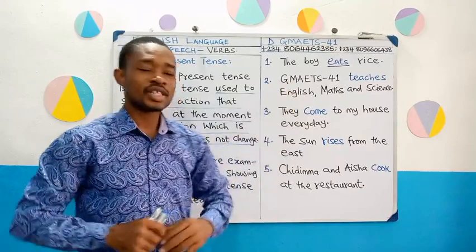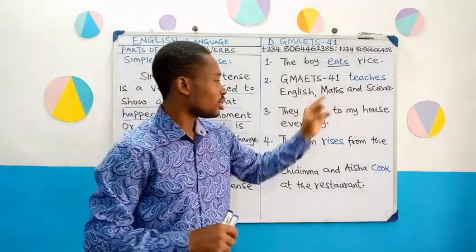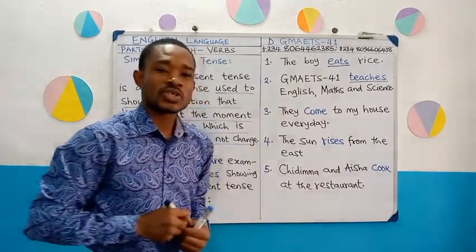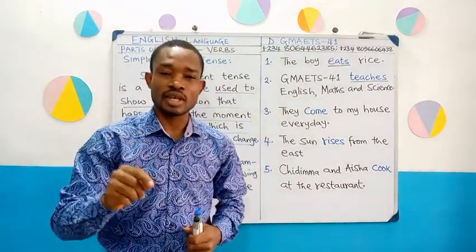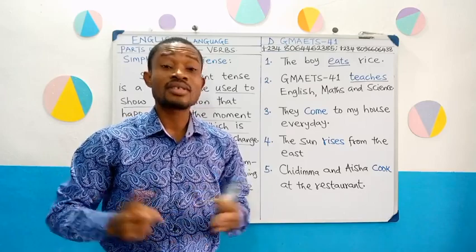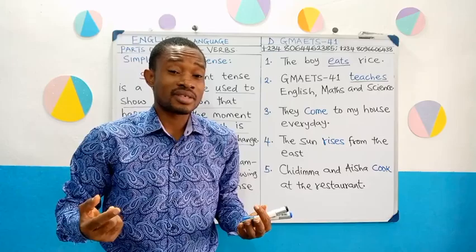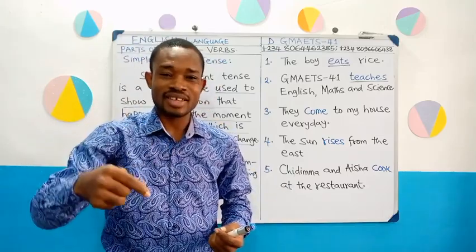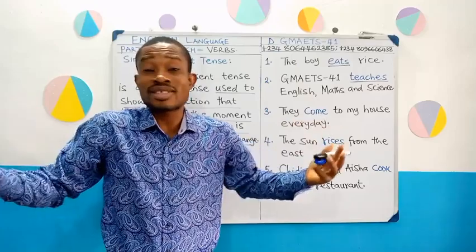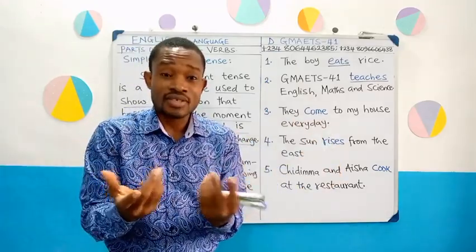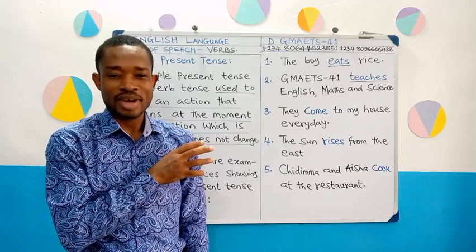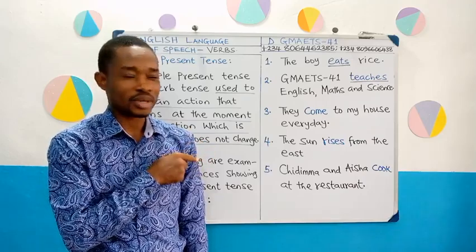Sentence number 2. GMAT 41 teaches English, maths, and science. The simple present tense there is teaches. So you are saying that the subjects GMAT 41 teaches are English, mathematics, and science. Again, this sentence does not really mean that when you are making that statement, GMAT 41 is teaching English language, mathematics, and science at that particular time. But you are just simply saying that the subjects that GMAT 41 teaches are these subjects. Am I communicating?